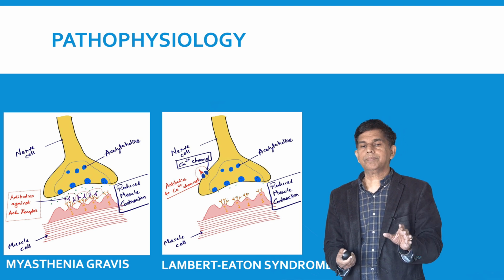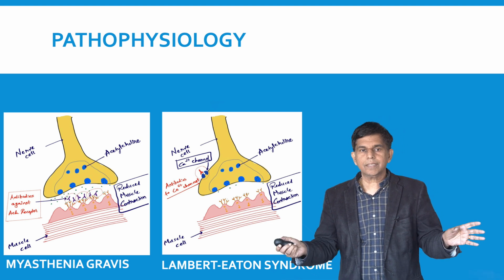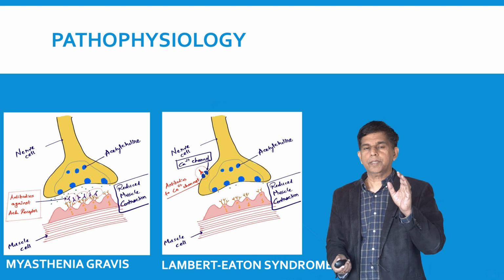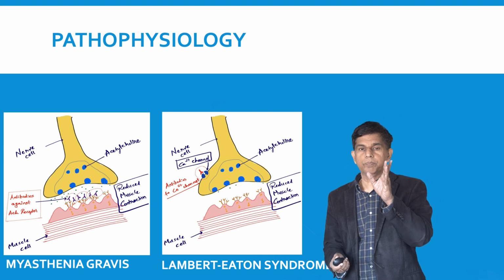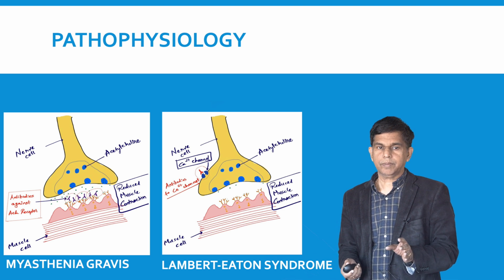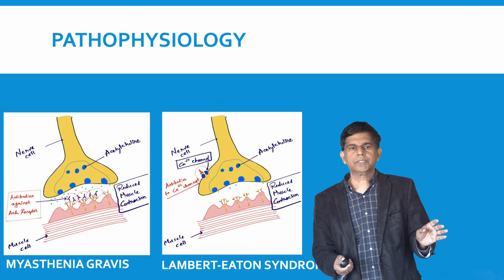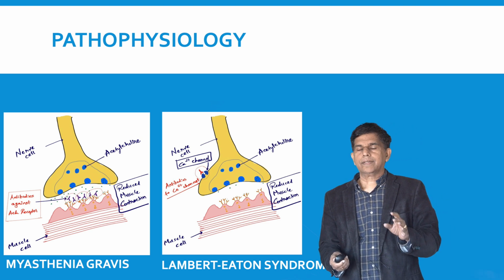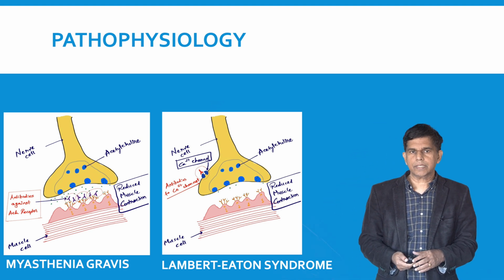In myasthenia gravis, autoantibodies to the postsynaptic acetylcholine receptor. In Lambert-Eaton syndrome, autoantibodies to the presynaptic calcium channel, and that will decrease the acetylcholine release.